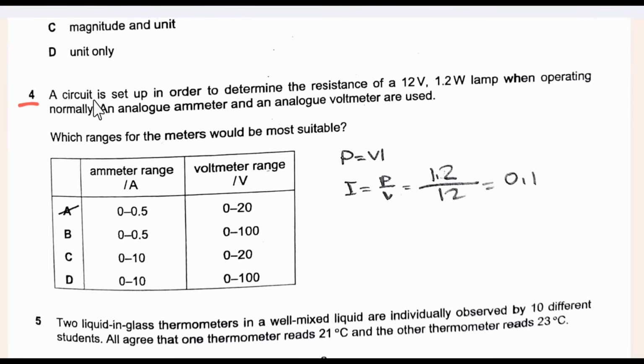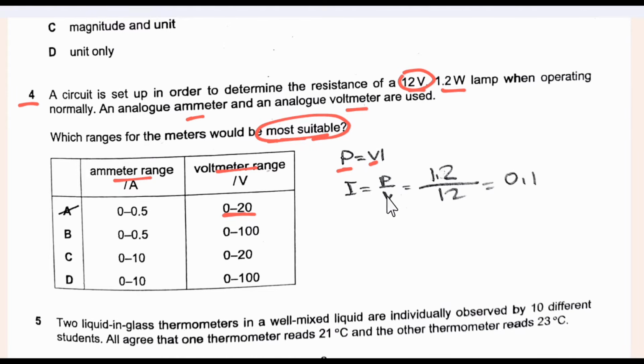In question number 4, a circuit is set up in order to determine the resistance of a 12 volt, 1.2 watt lamp. So we know the voltage, that is the volt, and the power, that is the watt. When operating normally, an analog ammeter and an analog voltmeter are used. Which ranges for the meters would be most suitable? We know the voltage is 12 volt, so the most suitable range is 0 to 20. For the ammeter we need to first find the current.